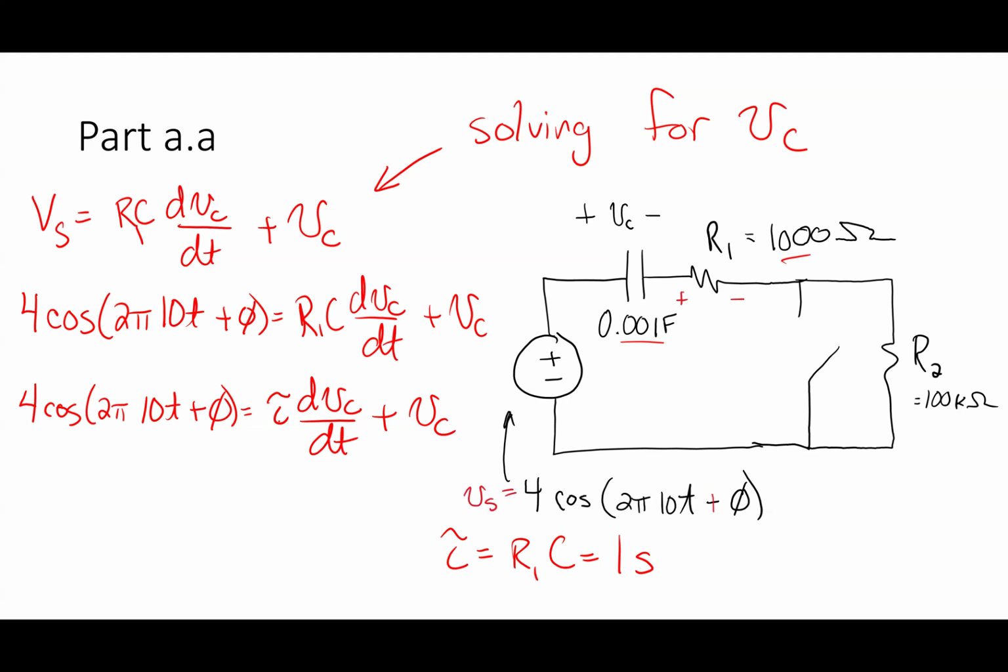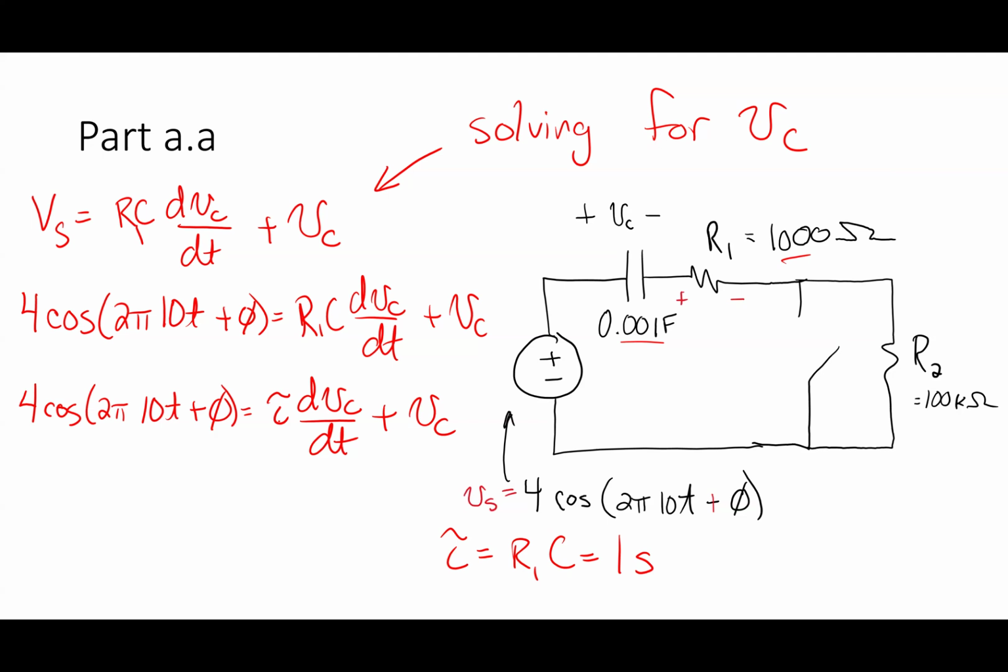Particular or steady state, and then the homogeneous or transient. Okay. And what's the transient always? What form does the transient solution always have? Exponential, right? Always. In this case, what's the steady state going to be? It's going to be a cosine.